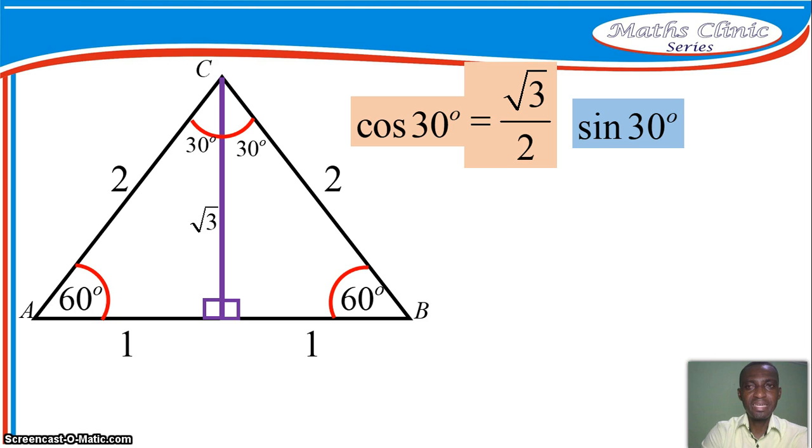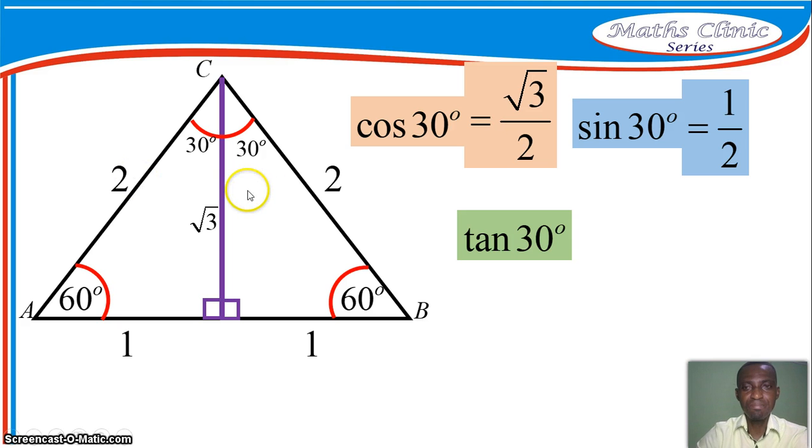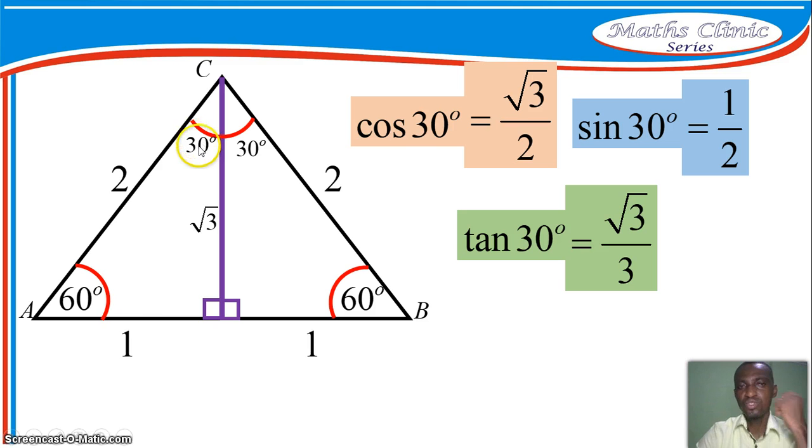Then sine 30 also says, opposite of 30 is this, hypotenuse is that. So 1 over 2. Then tan will give me the same as root 3. That's tan of 30 is 1 over root 3.